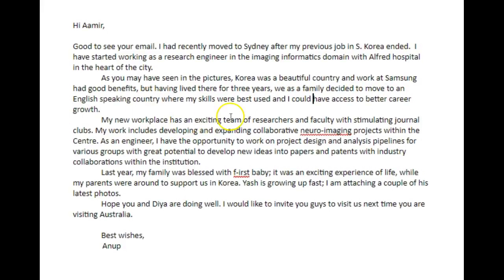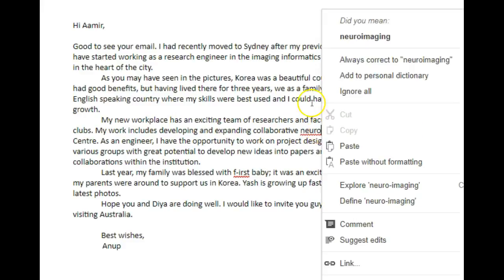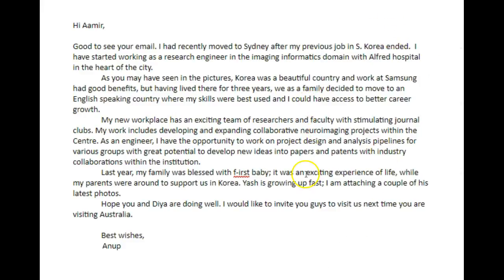My new workplace has an exciting team of researchers and faculty with stimulating journal clubs. My work includes developing and expanding collaborative neuroimaging projects. I think this is one word, yeah. Within the centre, no capital. As an engineer, I have the opportunity to work on project design and analysis pipelines for various groups, with great potential to develop new ideas into papers and patents with industry collaborations within the institution.